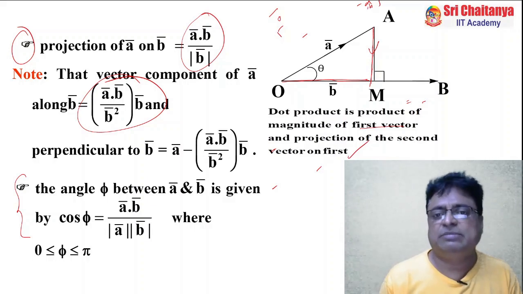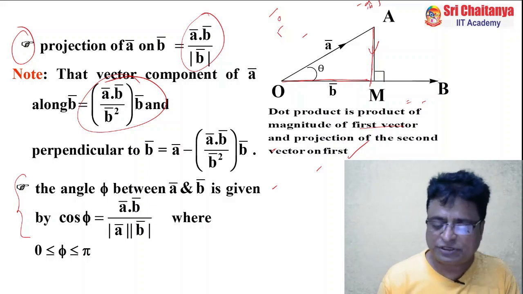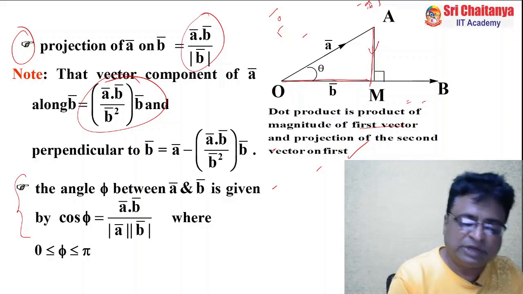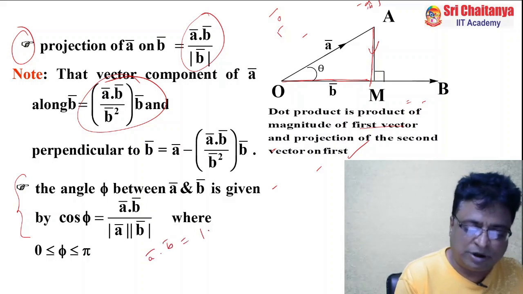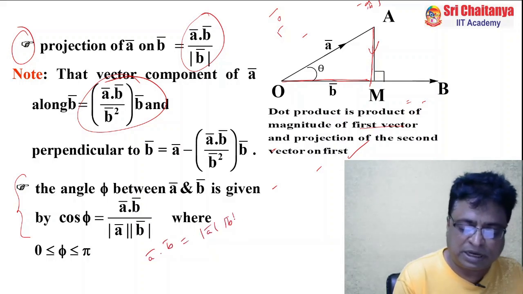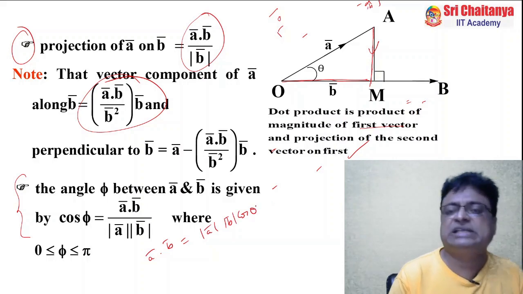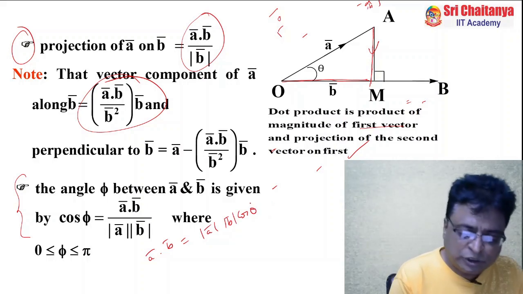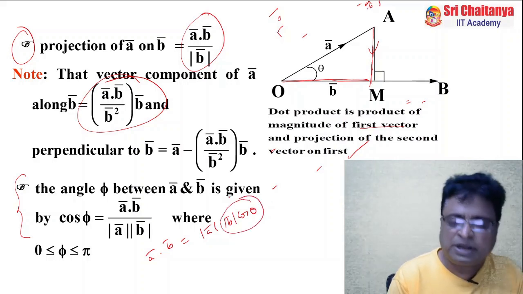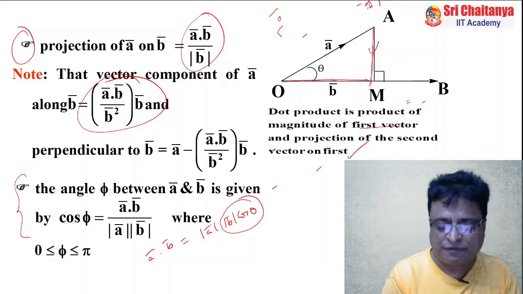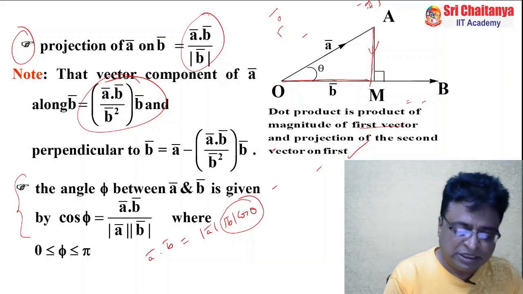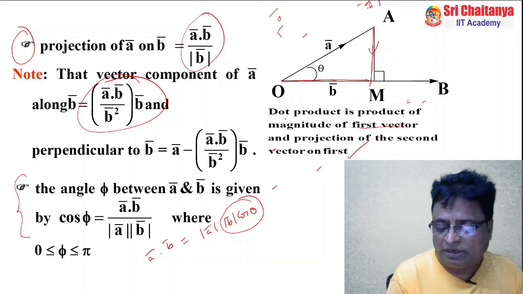So what is simply dot product? Dot product is nothing but magnitude of the first vector. That means actually what I'm writing, A bar dot B bar is equal to mod A bar mod B bar cos theta. Theta is angle between A bar and B bar. So mod B bar cos theta is what? Projection of A bar on B bar. Clear?